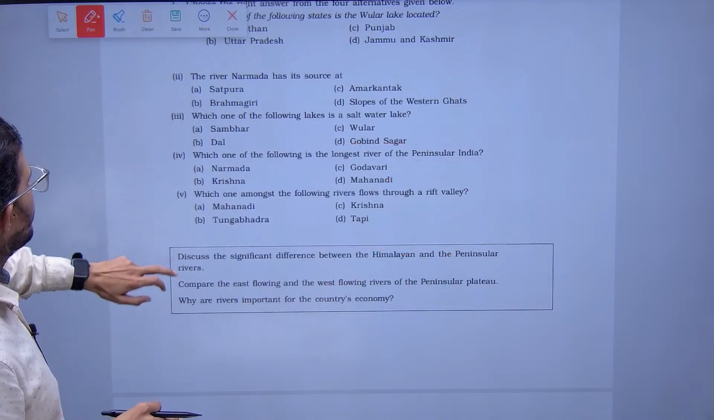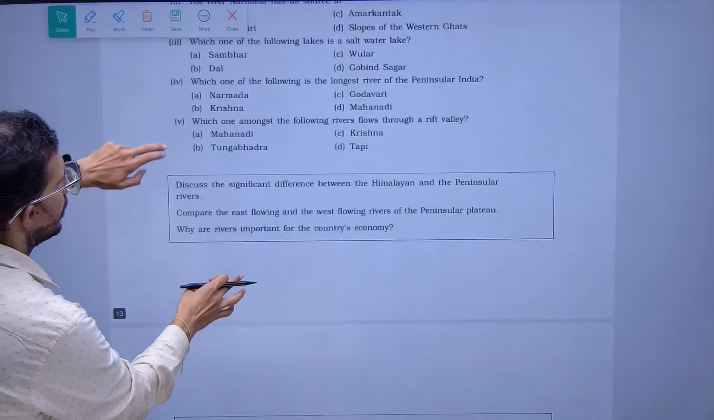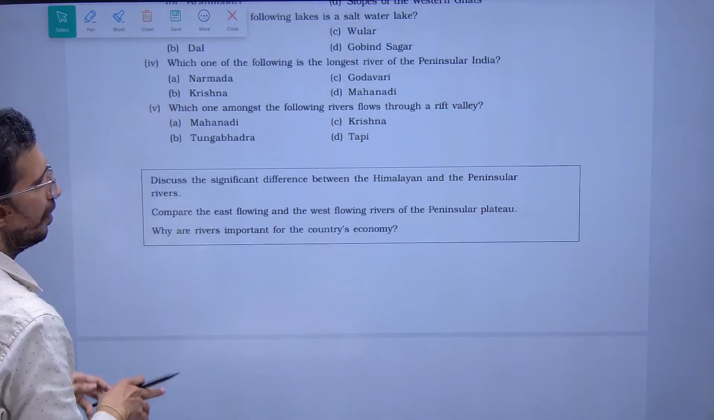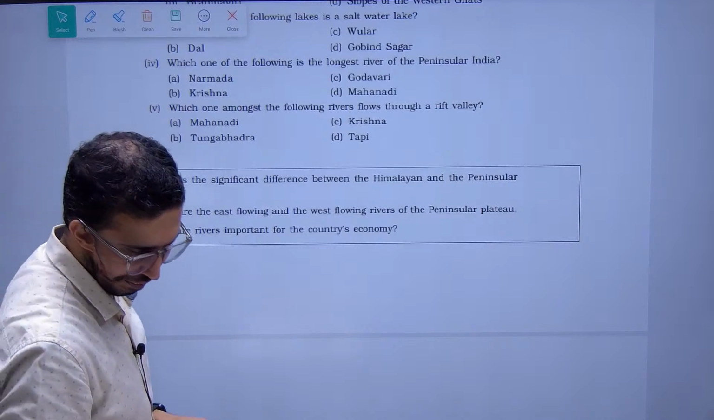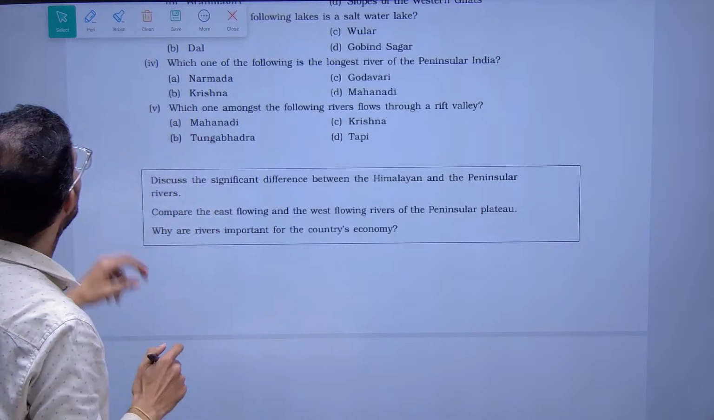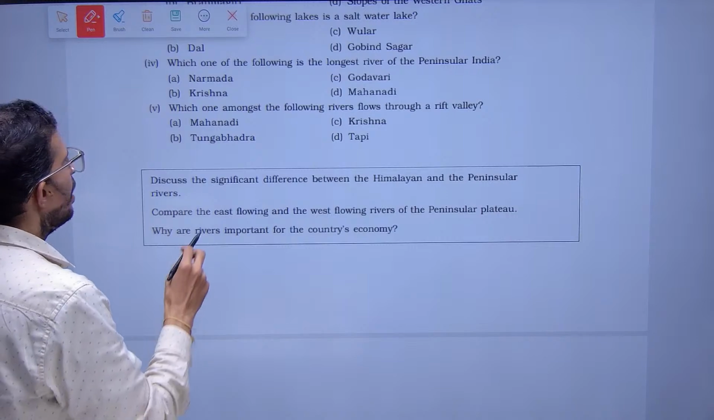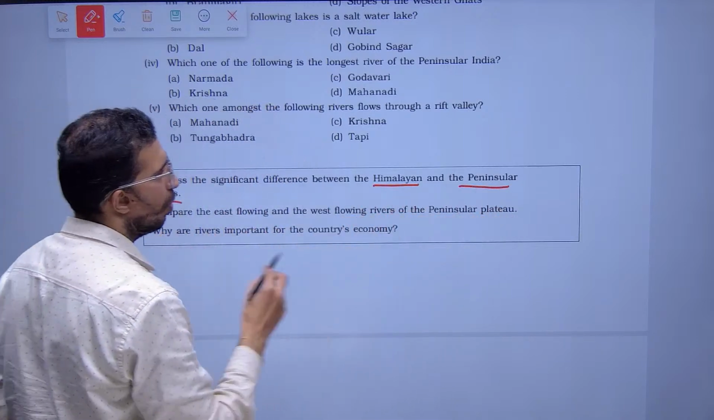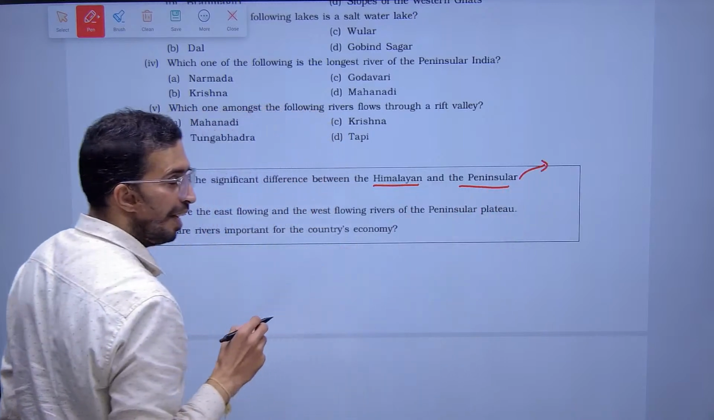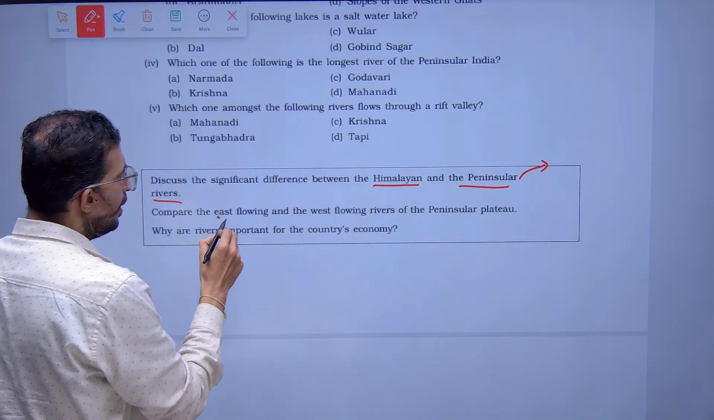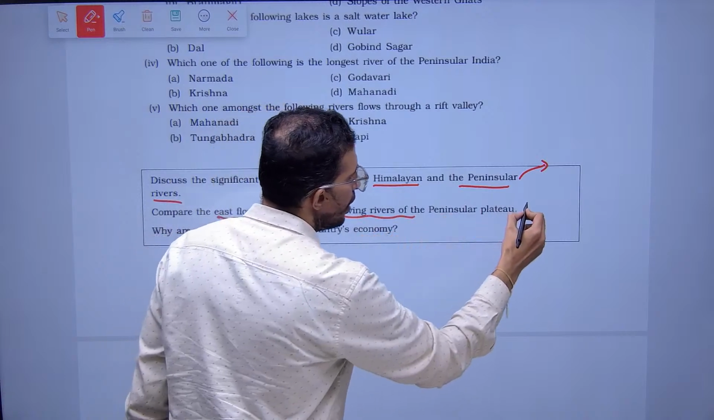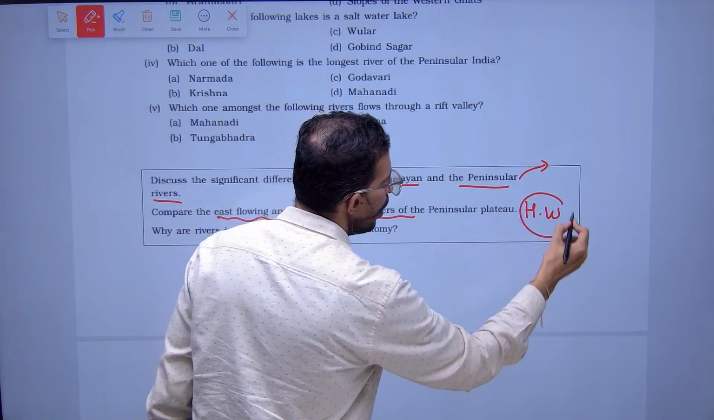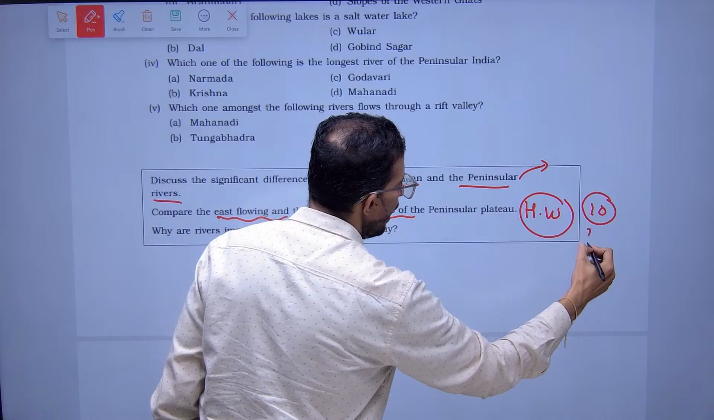Then the next question: discuss the significant differences between the Himalayan and Peninsular rivers. Okay, we have seen this one. Yes. Then compare the east flowing and the west flowing rivers. This is homework for you for 10 marks and 150 words.